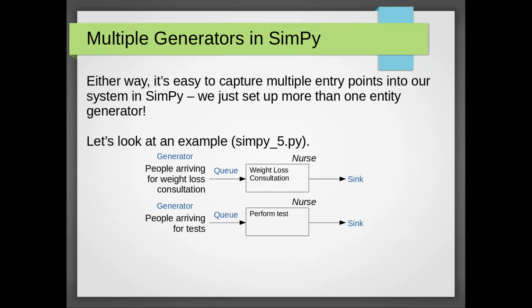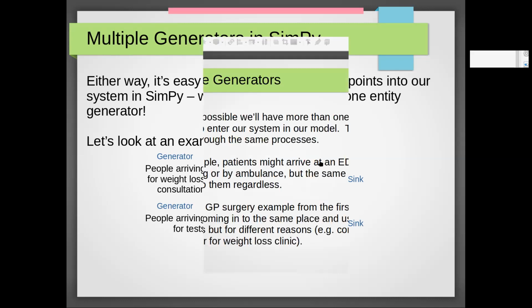And it's actually really easy to have multiple entry points to our model in SimPy. All we do is set up more than one entity generator. So let's look at an example where we're going to model this system, from earlier, the simplified version of what we looked at this morning. We've got people coming in for a weight loss consultation with the nurse, and separately we've also got people arriving for tests with the same nurse but a different process and a different arrival rate. So we've got two different generators and two different things happening to them, albeit with the same resource. That resource is going to be shared across these processes.